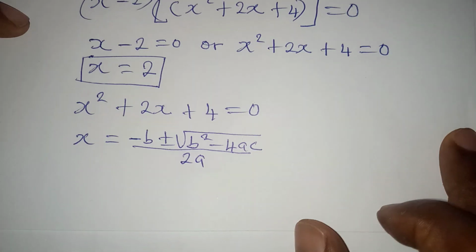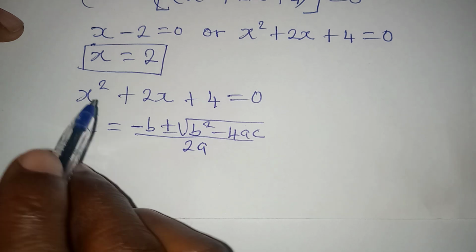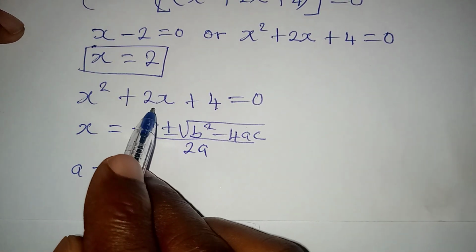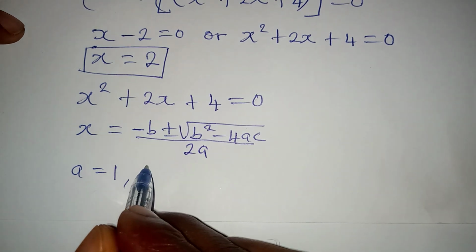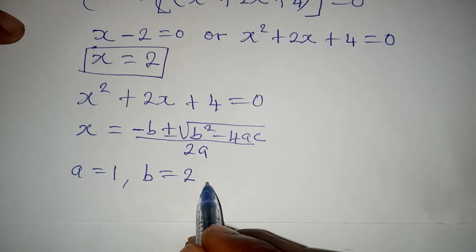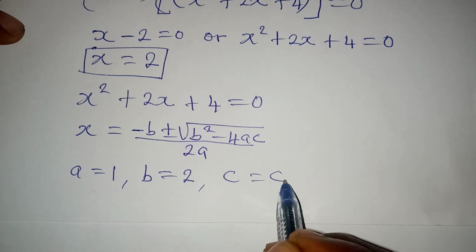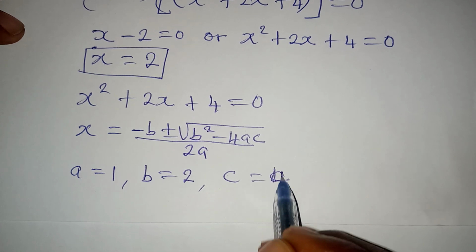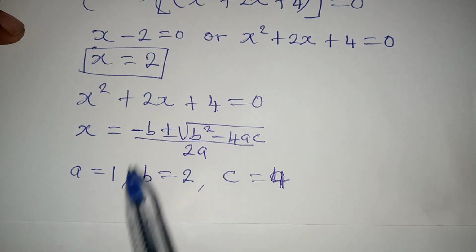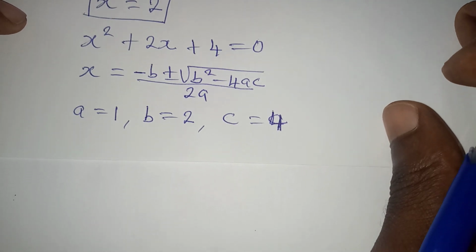Now the next question is, how do we get our a, b, c? The coefficient of x squared is a, and that is 1. The coefficient of x is b, so our b is plus 2. And the constant there is our c, which is 4. Now the next thing is for us to put all of these values into the equation, and then we'll get the other values of x.